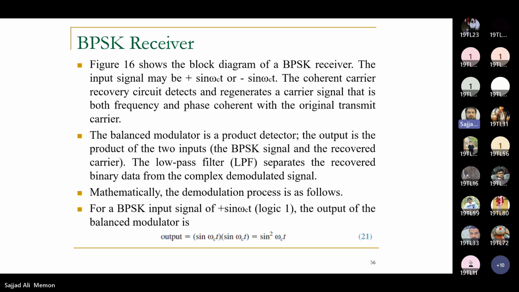So we stop here. We will continue from this slide. Only 2 slides remaining in this lecture. These are of the BPSK receiver. We will continue from here tomorrow, inshallah. If you have any questions, you can ask.